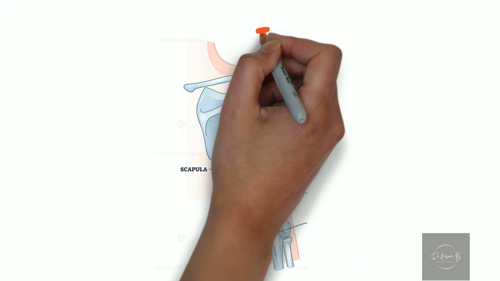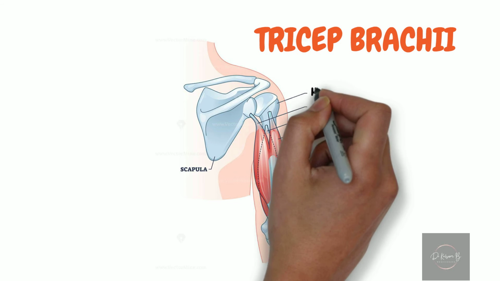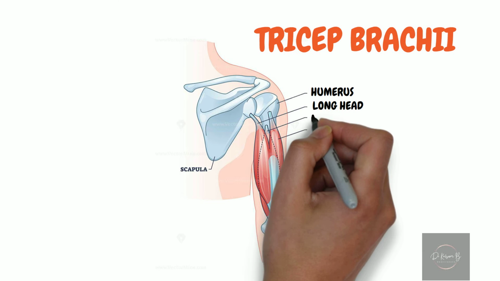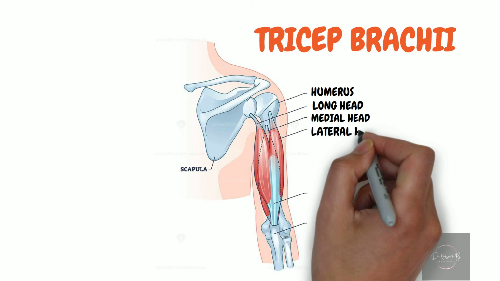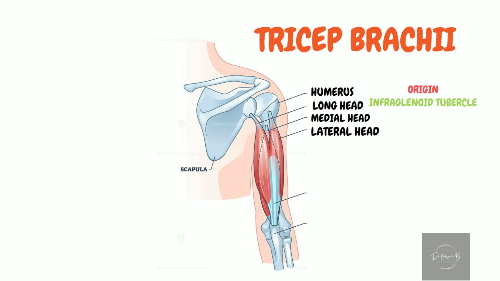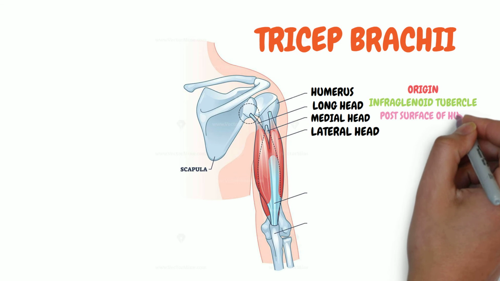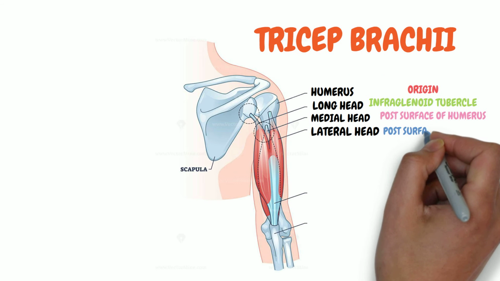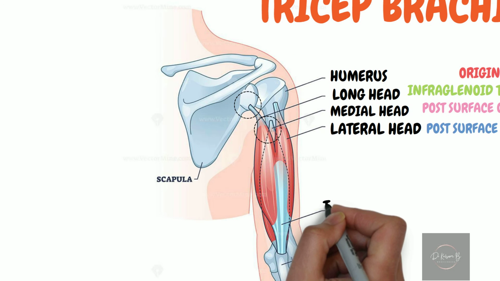In the posterior compartment of the arm there is triceps brachii. Triceps brachii is a large muscle found in the posterior extensor compartment of the arm. It consists of three distinct muscle bellies, heads, each of which has a different origin but shares the same insertion point. The long head arises from the infraglenoid tubercle of the scapula, the medial head from the posterior surface of the humerus, that is inferior to the radial groove, while the lateral head originates from the posterior surface of the humerus, that is superior to the radial groove.